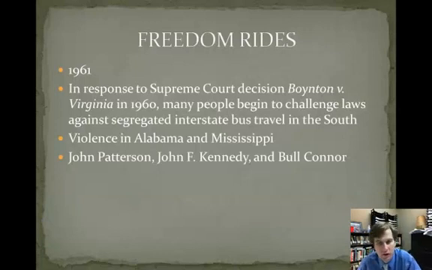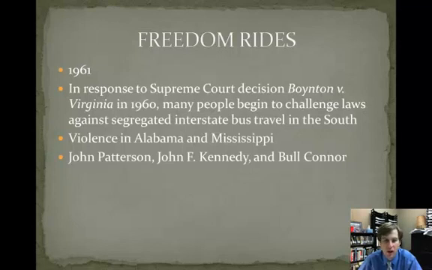Now, 1961, you get something called the Freedom Rides. These were in response to a Supreme Court decision, Boynton v. Virginia, which said that segregated interstate bus travel was unconstitutional. So what happens is that you have these individuals, white Americans, who will come down to southern bus stations and get on buses in order to force integration of the buses. And they travel from South Carolina initially into Alabama and then later on to Mississippi.